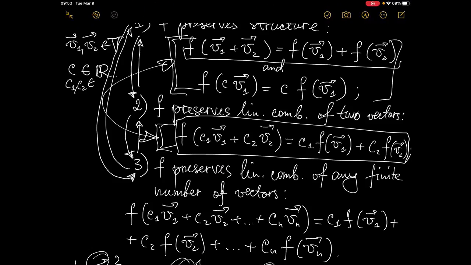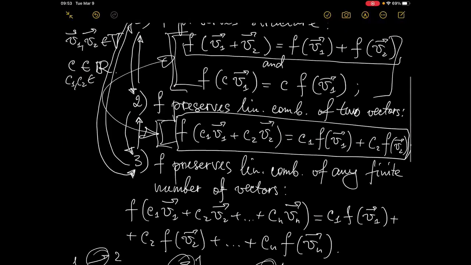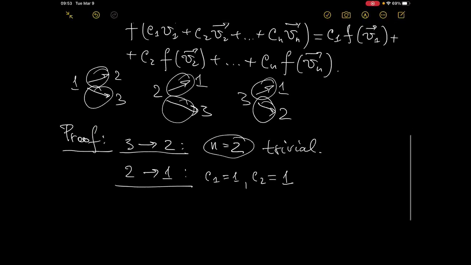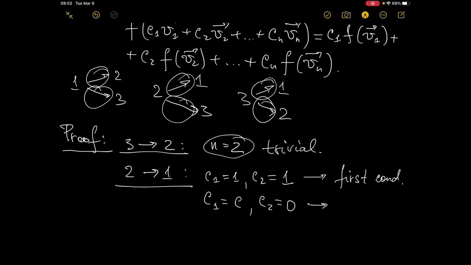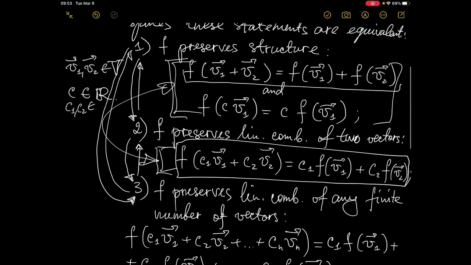It's clear. Okay, so now let me consider c1 equal to c and c2 equal to 0. Then have a look: c2 equal to 0 eliminates these parts, and c1 equal to c gives me exactly this condition.